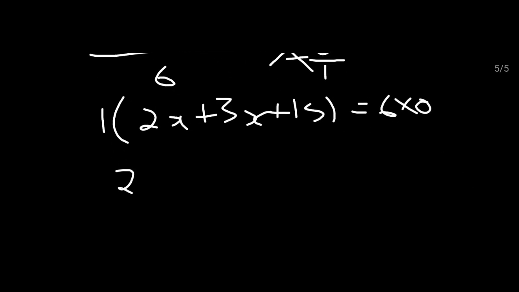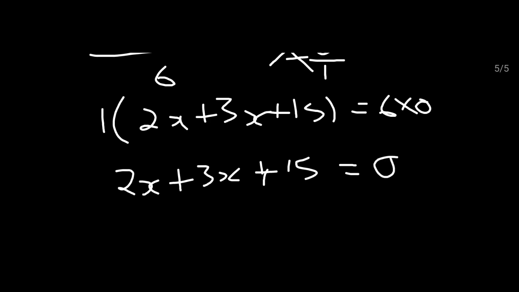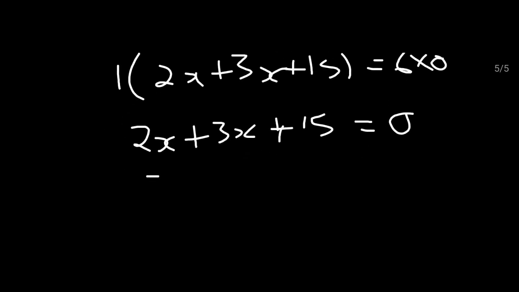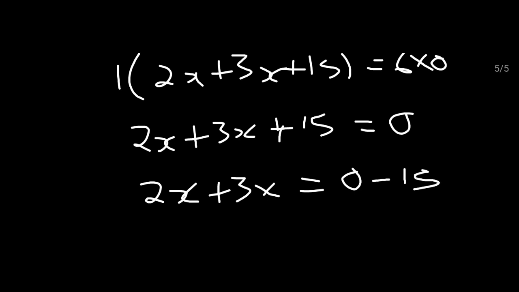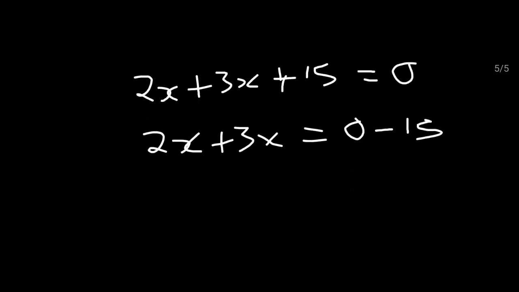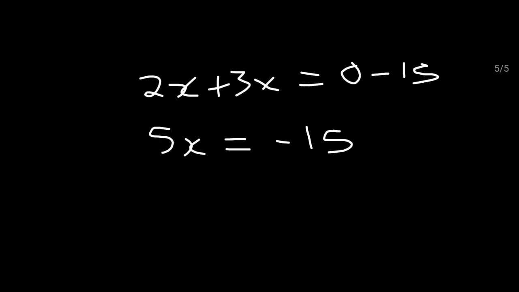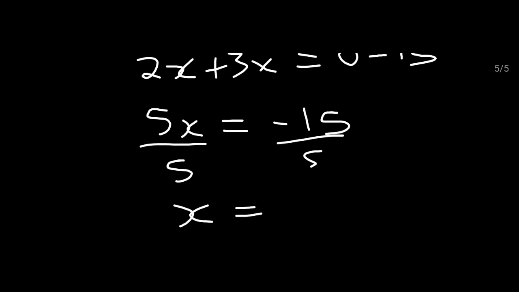Everything multiplied by 1 is the same, so 2x plus 3x plus 15 equals 6 multiplied by 0, which is 0. And then now regroup the like terms, 2x plus 3x, then 15 goes to the other side, so you have 0 minus 15. And then 2 plus 3 is 5x, equal to negative 15, because 0 minus 15 is negative 15. Then we divide both sides by 5, and then our x is negative 3.